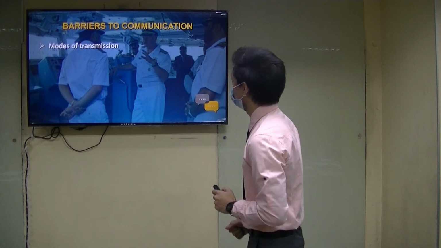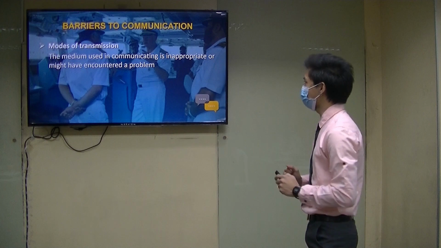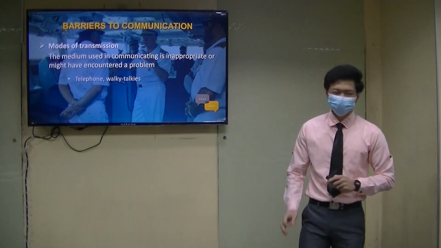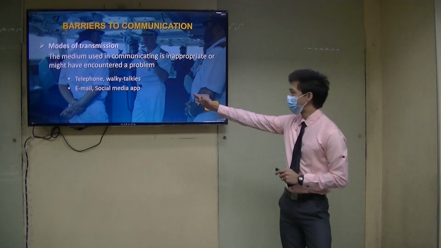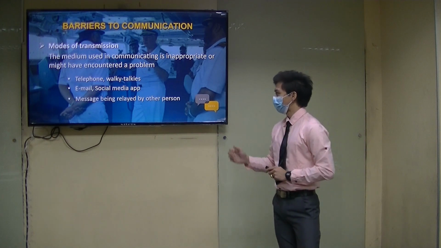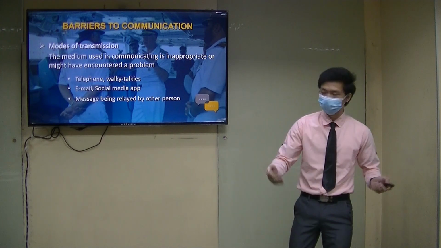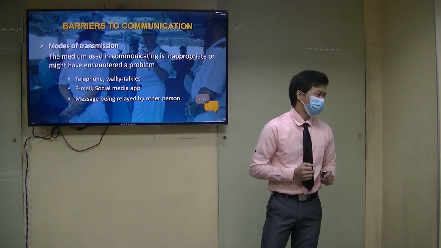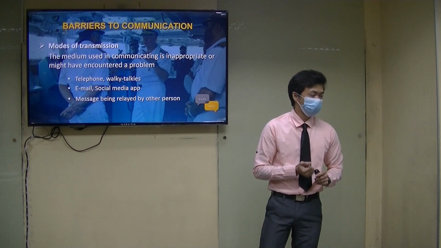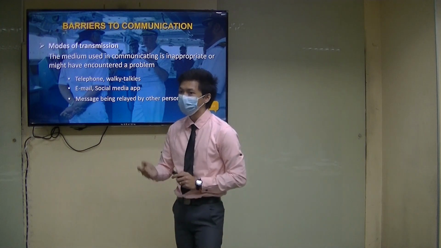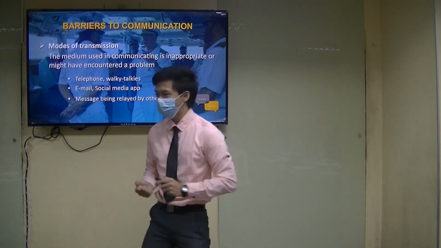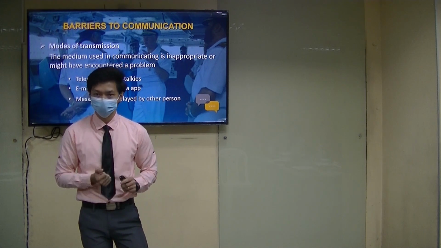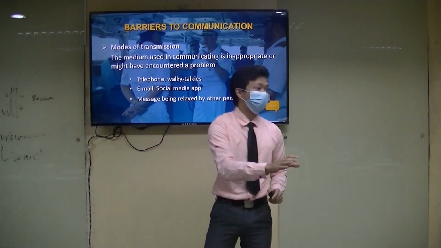The next one is modes of transmission. The medium used in communicating is inappropriate or might have encountered a problem. What are examples of these modes? We have the telephone, walkie-talkies, email, social media apps like Messenger, Viber, or a message being relayed by another person. That means a third person could also be a mode of transmission. For example, I asked Mr. Jordan to relay a message to Sir Ian: can you please tell him that the lesson will start at 5 a.m.? But you said it will start at 5 p.m. So it's already a barrier of communication.